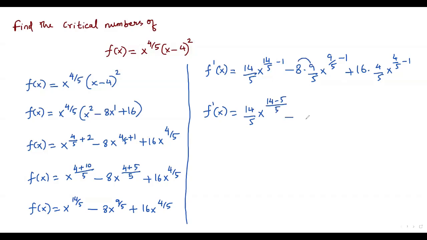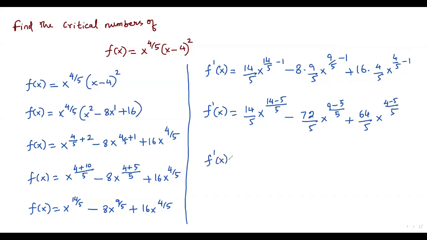So 8 times 9 is 72 over 5 x to the power of... When I simplify this one, I'm getting 9 negative 5 over 5 positive. So 16 times 4 is 64 over 5 x to the power of... When I simplify this one, I'm getting 4 negative 5 over 5. Okay, let me do further simplification.